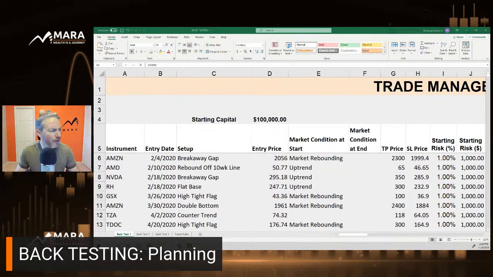And so let's talk about the planning aspects of backtesting. When you are starting to think about, well, what do I want to test for? What could make a trade better? A part of it is thinking about the types of questions we want to answer for ourselves.